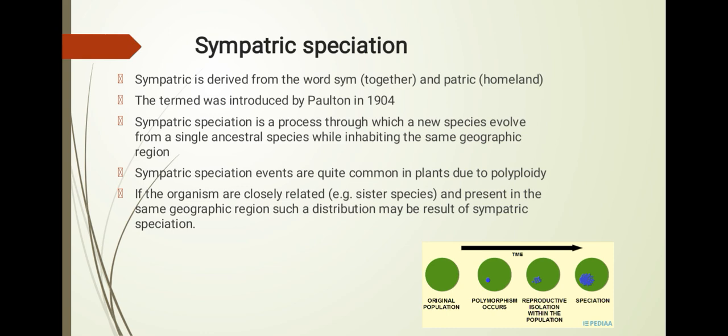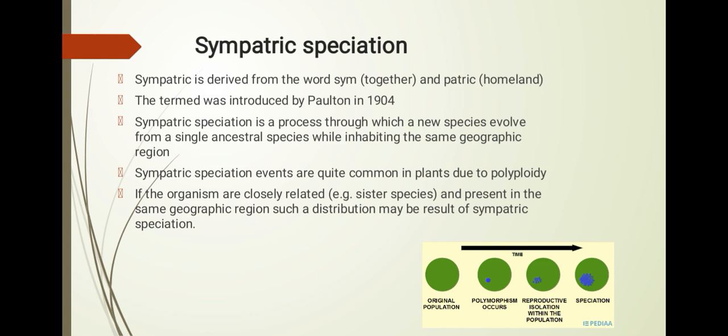Sympatric speciation. Sympatric is derived from the word sym, together, and patric means homeland. This term was introduced by Poulton in 1904. Sympatric speciation is a process through which a new species evolves from a single ancestral species while inhabiting the same geographic region. So, sympatric speciation events are quite common in plants due to polyploidy. If the organisms are closely related sister species and present in the same geographic region, such a distribution may be a result of sympatric speciation.